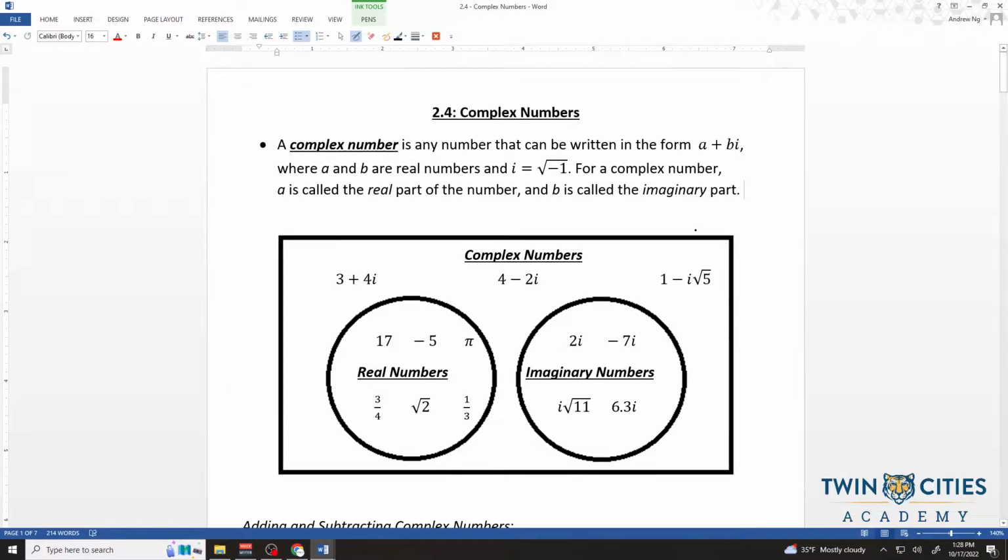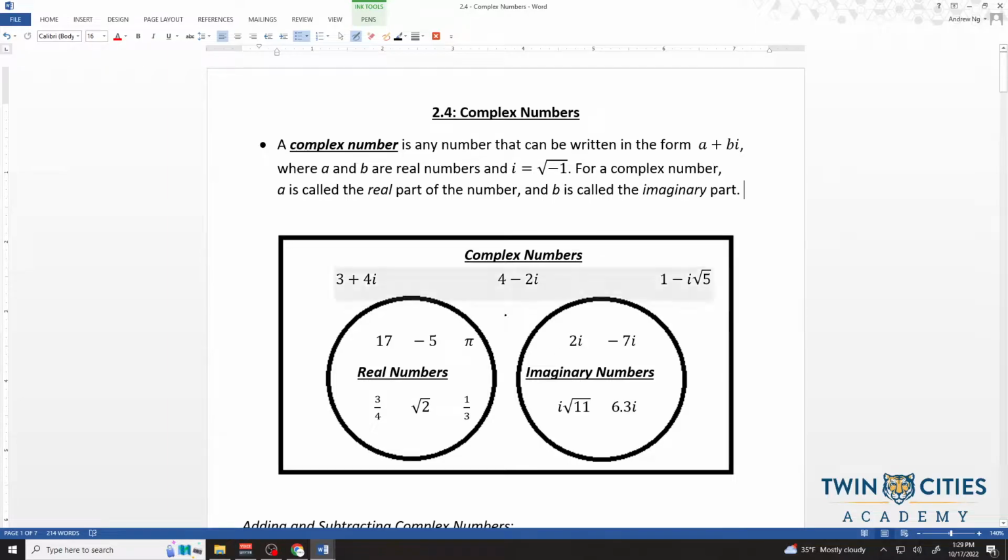So when I look at this box here, I see a number of different things. 3 plus 4i is a complex number, which makes sense because it follows that same format, a plus bi. Well, in this case, 3 plus 4i: 3 is the real part, 4i is our imaginary part. 4 minus 2i, again, fits that a plus bi, just with a minus sign between them. And then 1 minus i times the square root of 5.